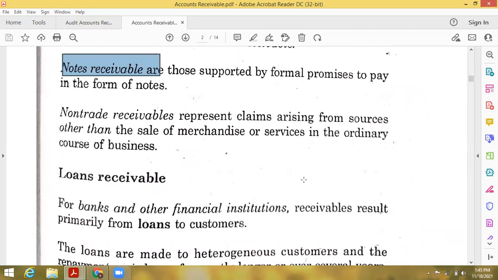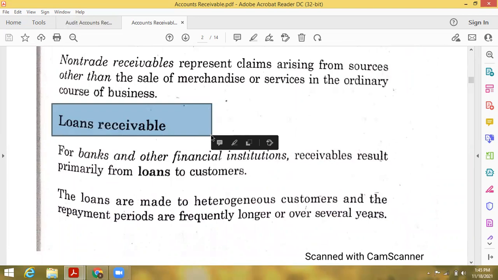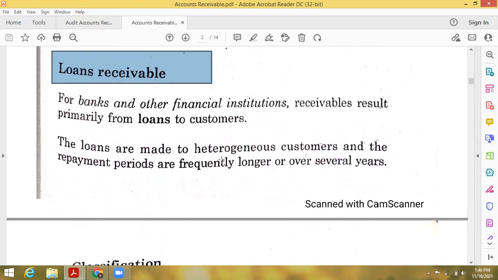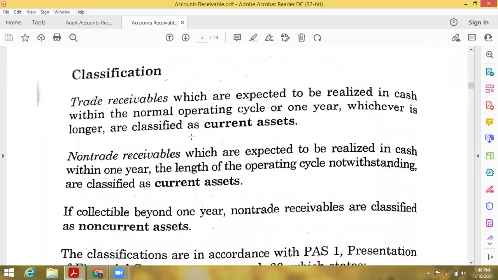Another type of receivable is loans receivable. This can apply to banks and other financial institutions, because they can offer the loan as their service or product, right? The loans are made to heterogeneous customers and the repayment periods are frequently longer, or several years. So, loans receivable is for banks and financial institutions.